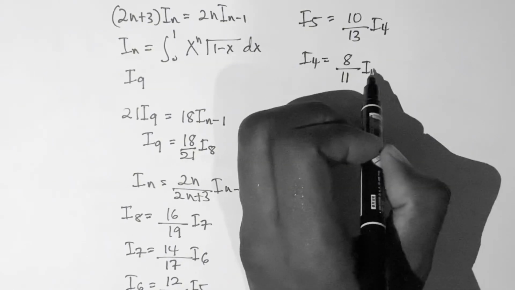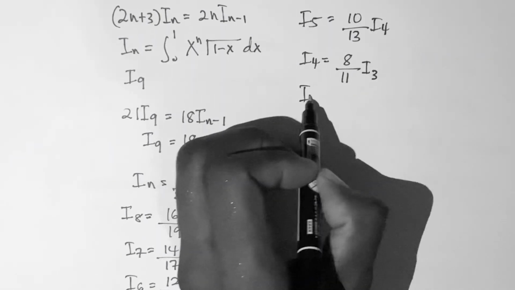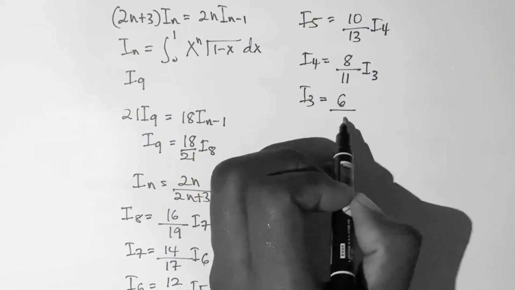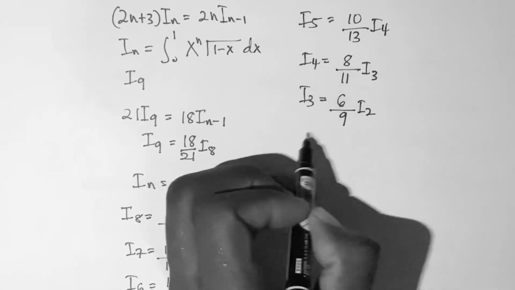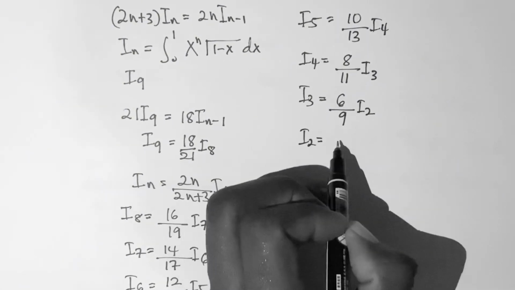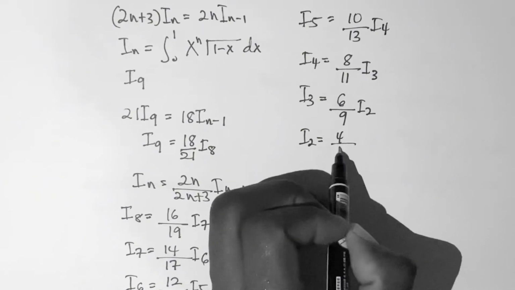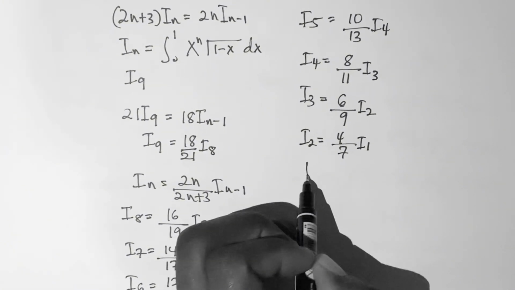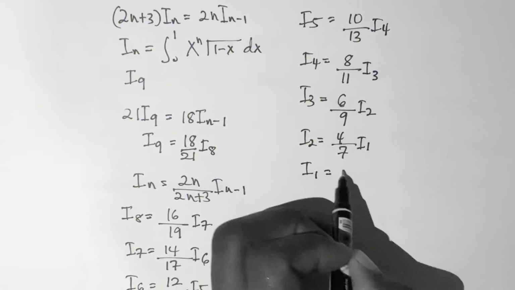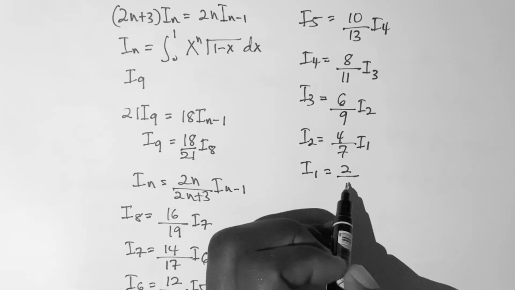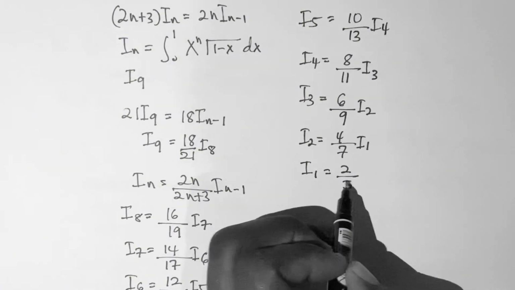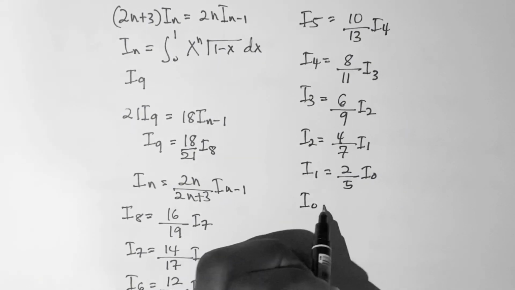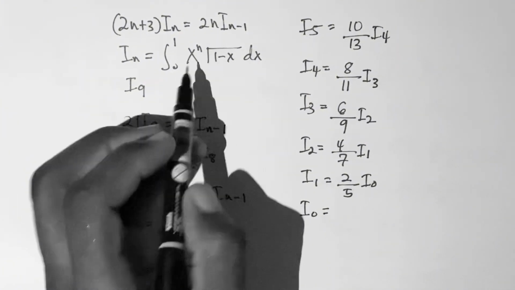And then I of 3 is equal to 3 times 2 is 6, then 6 plus 3 is 9, I of 2. And I of 2 is equal to 2 times 2 is 4, and 4 plus 3 is 7, I of 1. And then I of 1 is equal to 1 times 2 is 2 divided by 2 times 2 plus 3, that's 5, I of 0.